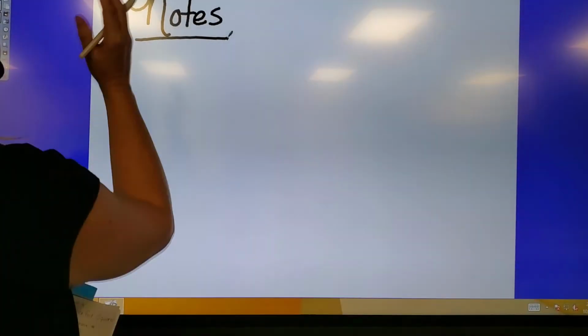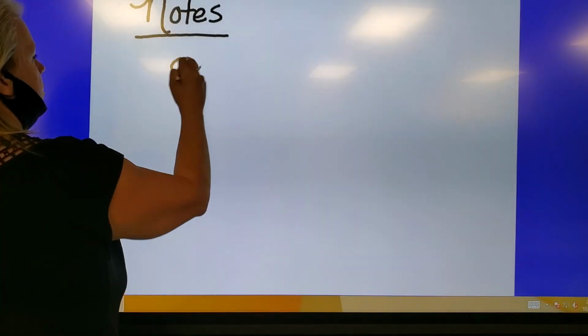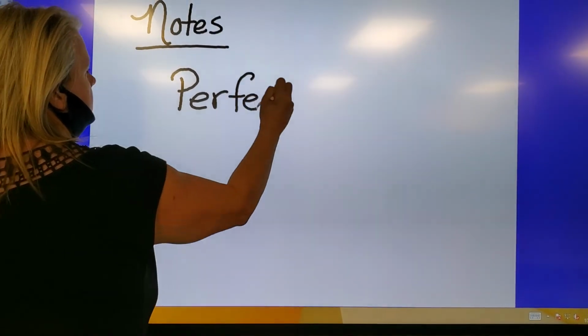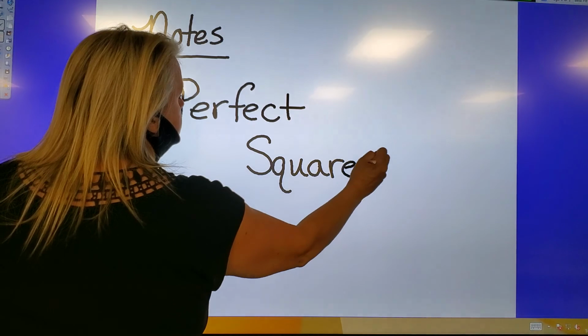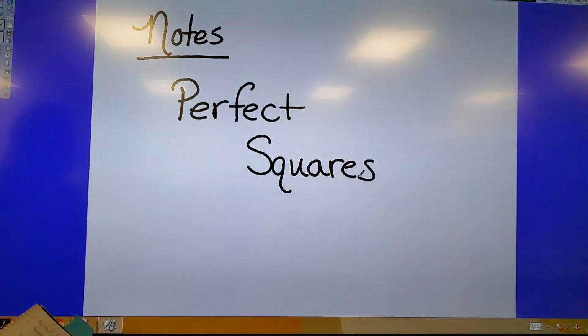Alright, we're going to be taking some notes today about perfect squares. So if you will go ahead and title your notes Perfect Squares. And this is for assignment number 3, okay?